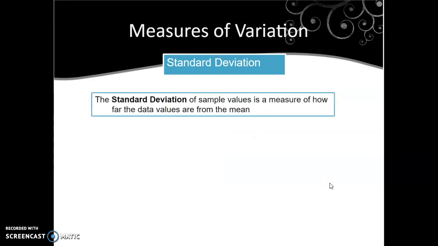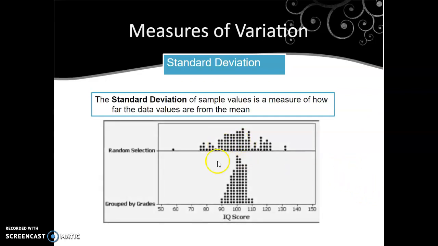The first type of variation we're going to look at is called the standard deviation. The standard deviation of sample values is a measure of how far the data values are from the mean of the data. So if you look at these two, let's say these are grades on an exam in 2 classes. Here's one instructor's class. The grades on this exam are really spread out. It looks like it's out of 150 points here. Oh, I said it's IQ score. Sorry, pretend they're grades. Somebody got a 58, it looks like, and a couple people got 130 points.